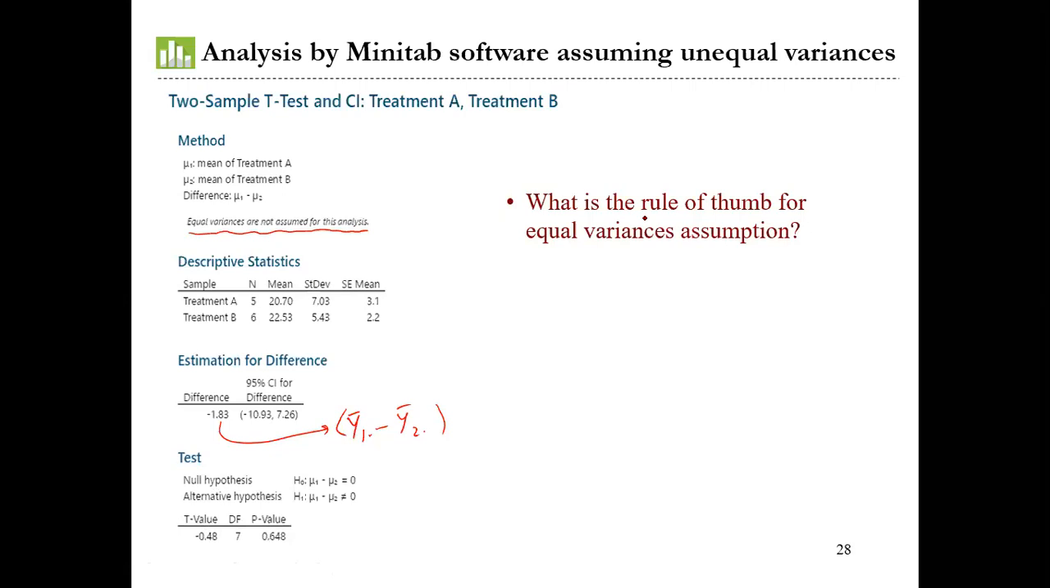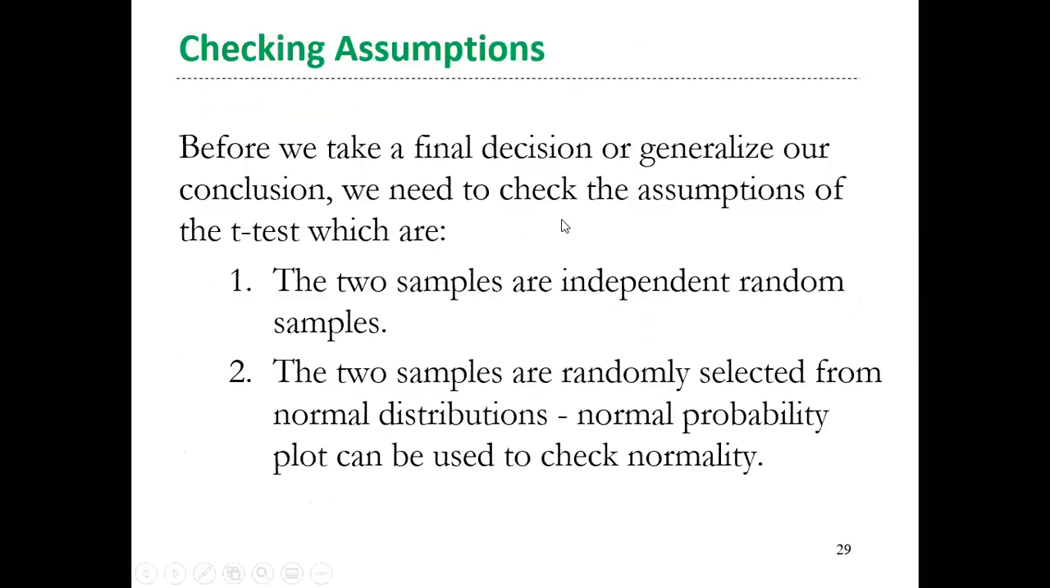Again, what is the rule of thumb for equal variances? S maximum divided by S minimum should be less than 2. If it is less than 2, you can assume sigma1 squared equals sigma2 squared. The two populations have the same variability, or the yield has the same variability for the two mixtures or the two treatments. If you have any question, please let me know.